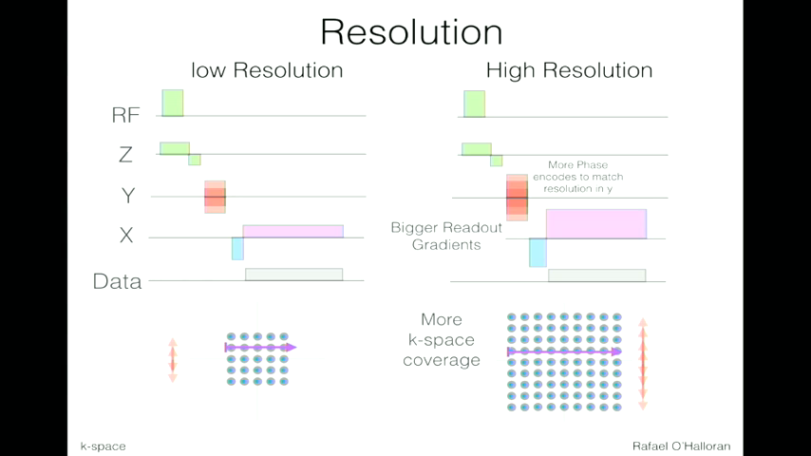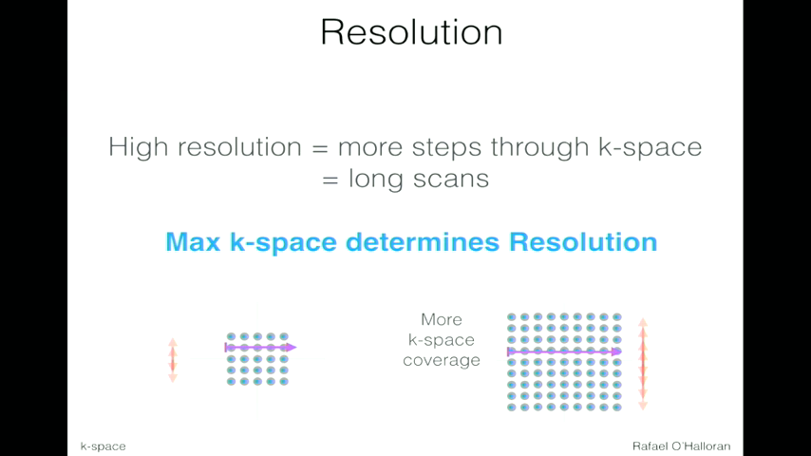That means the gradients that I'm dialing in need to be bigger to move me all the way across in the same amount of time, I'm showing it here in the same amount of time. You could extend the time, but this is another free parameter. And because I need more of these phase encodes, more of these Y gradient steps, it's going to take more time. Everybody knows high resolution takes more time, but this is why. You need to actually sample all of these points. So high resolution, more steps, longer scans, and Kmax, or the max in K-space, determines what your resolution will be.